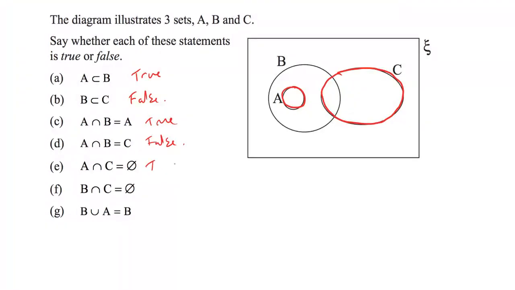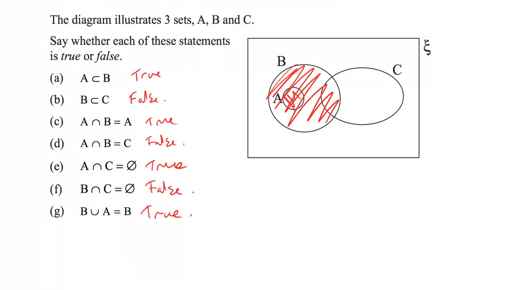So this is true. B intersects C is the empty set. No, that doesn't appear to be true from this diagram because look, there's this area here that there is going to be elements in. So that is going to have to be false. And then finally, B union A is equal to B. So all the elements in B, that's all of those, and all the elements in A, well, it's just going to be B again. So that is going to be true.